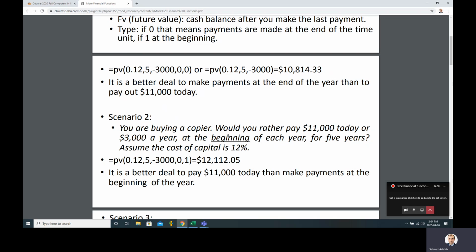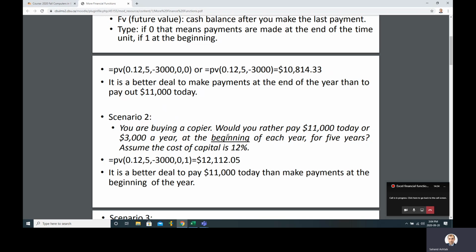Again, before we get to the function itself, now we know what that means. The type is now changed here. Type is 0 when we make payments at the end of the time unit, in this case a year. Type is 1 if we make payments at the beginning of each time unit, in this case year. So that's the only thing that is going to change inside the formula.